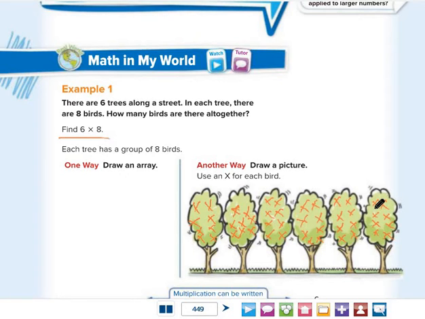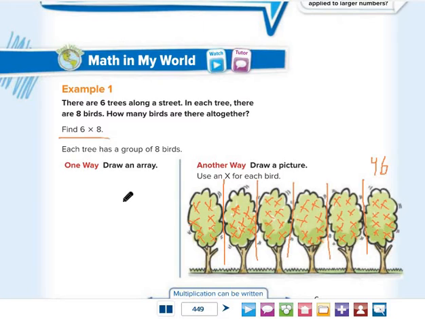Now let's count up how many birds we have in all. Here we have 8. 8 plus 8 equals 16. Plus 8 equals 24. Plus 8 equals 32. Plus 8 equals 40. Plus 8 equals 46. So we have 46 birds in all.